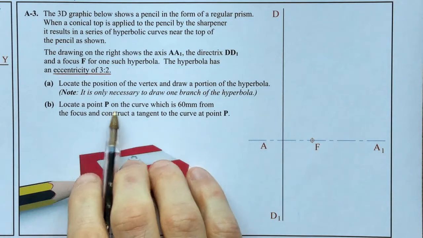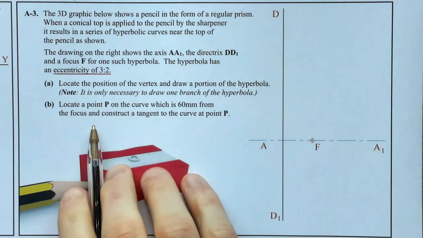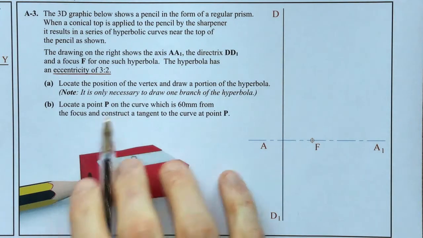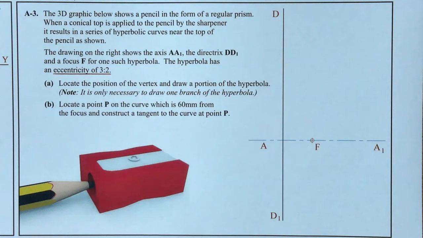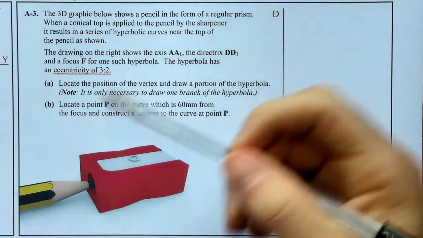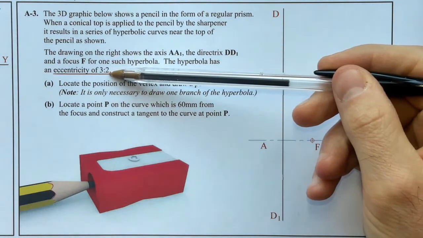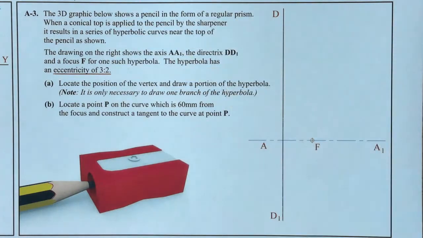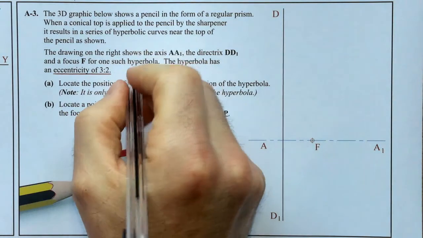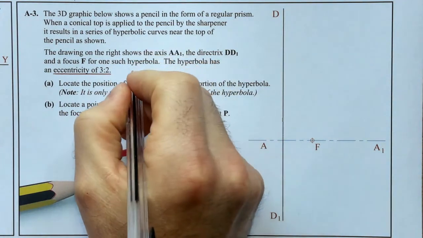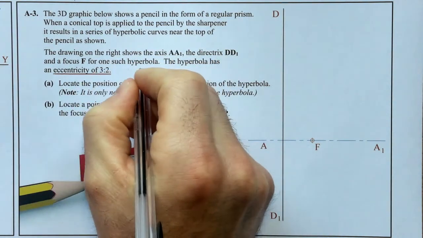And then locate a point P on the curve, which is 60 millimeters from the focus, and construct a tangent to the curve at point P. So, these ones here, okay, not too bad, because we've been given our line of eccentricity and our measurement for that. Now, eccentricity is this, you usually use this method here. So our eccentricity is 3:2.